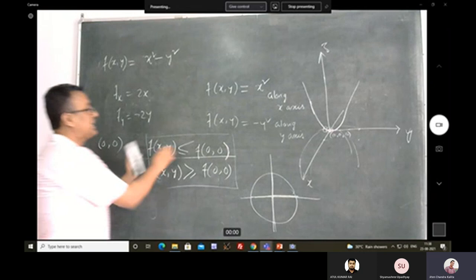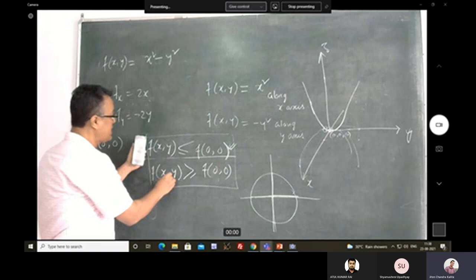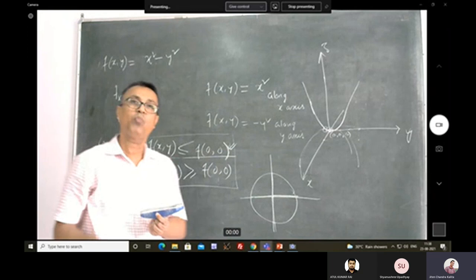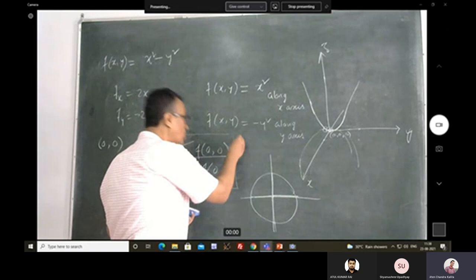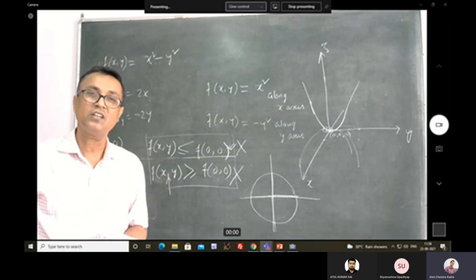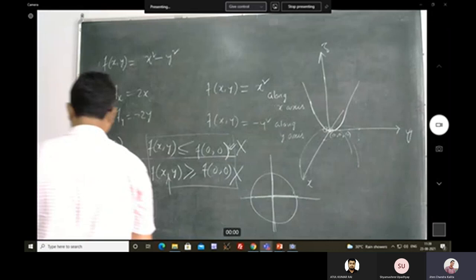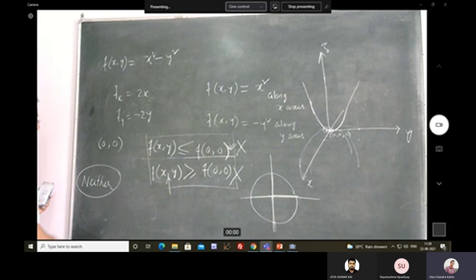I cannot have only this being valid at the point, or only this being valid at the point, because in the neighborhood I have both positive and negative values. So I cannot conclude, right? This is not satisfied at all, and this is not satisfied either. Is it okay? Yes. So that means the function has neither a maxima nor a minima.